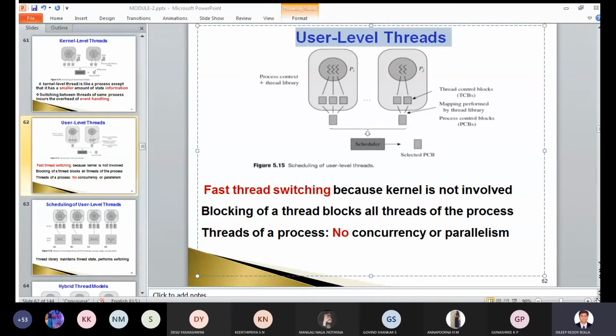As we have seen, we have a thread library. The process will invoke the library function. Who is going to invoke that? The process will invoke the library function.